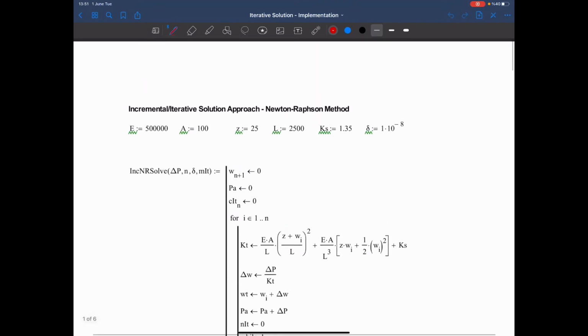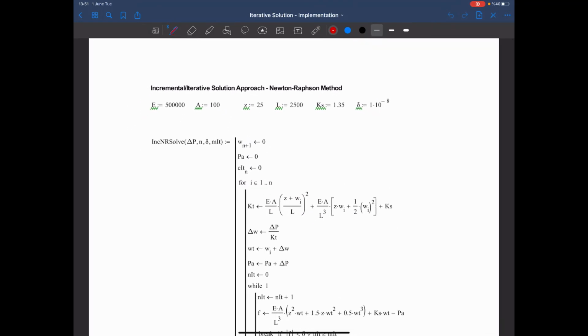Now let's take a look at the implementation of these nonlinear solution algorithms. I'll start from the Newton-Raphson method. Again, we are solving the same shallow truss example. Let's remember that. So we have a truss system. We have a roller here. We put a spring here to stabilize the system, Ks.